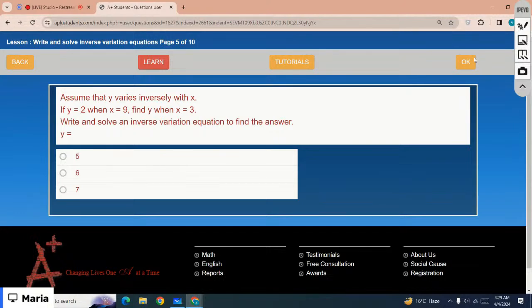Assume that y varies inversely with x. If y equals 2 and x equals 9, find y when x equals 3. So which is the correct option?